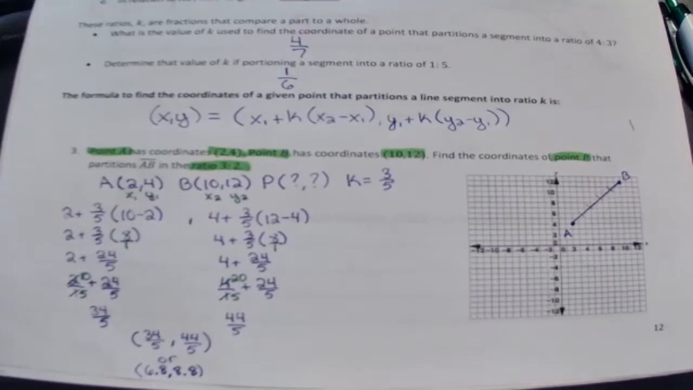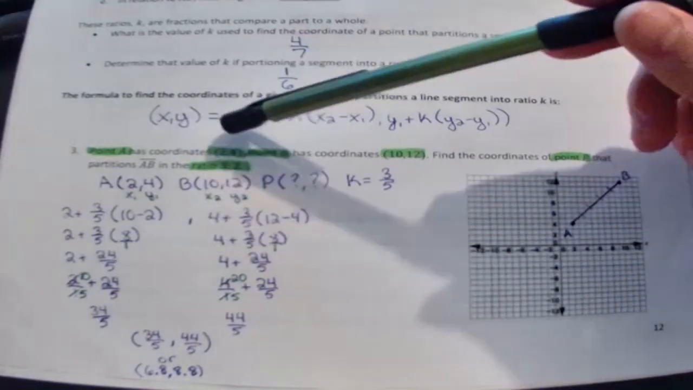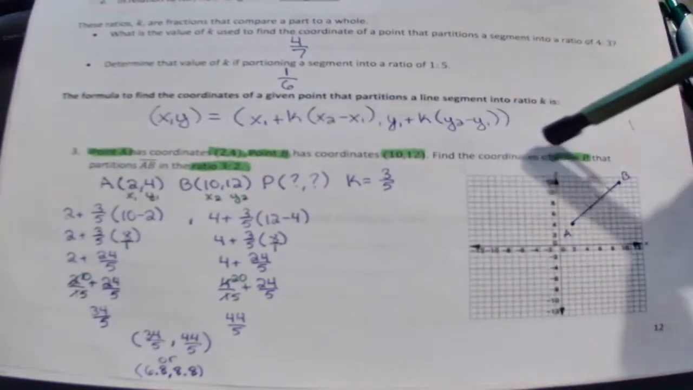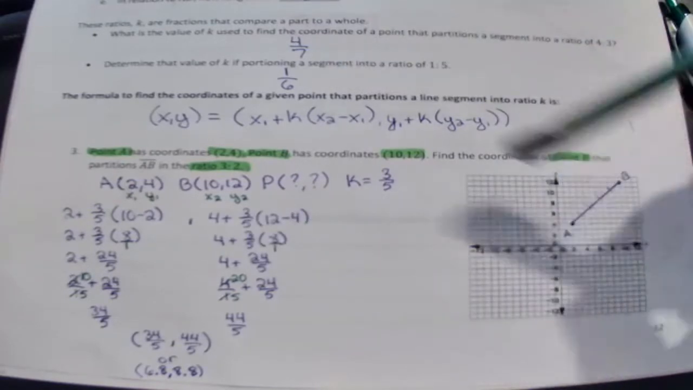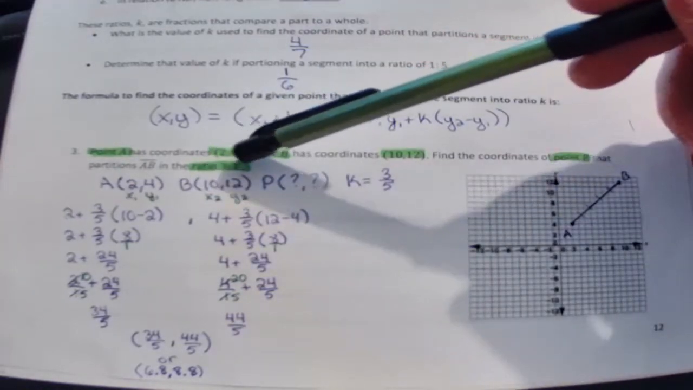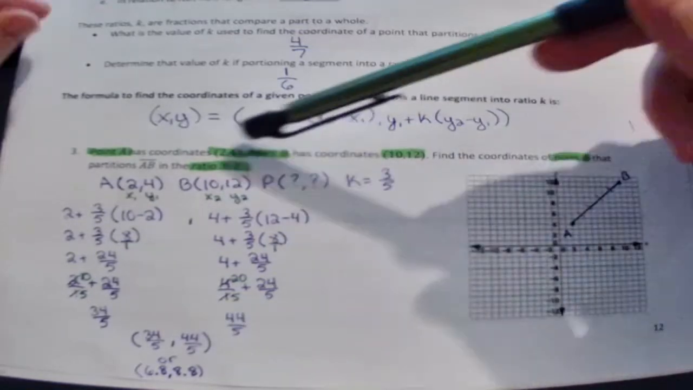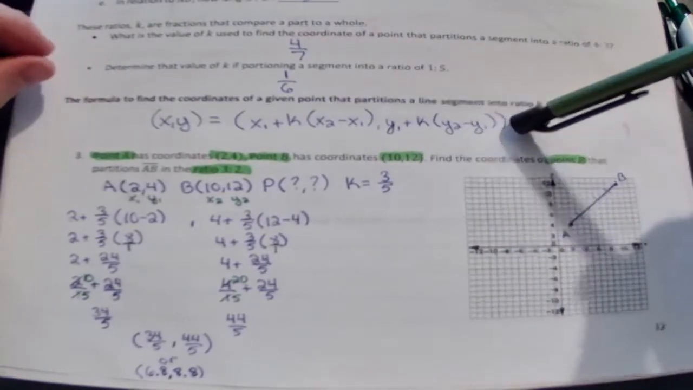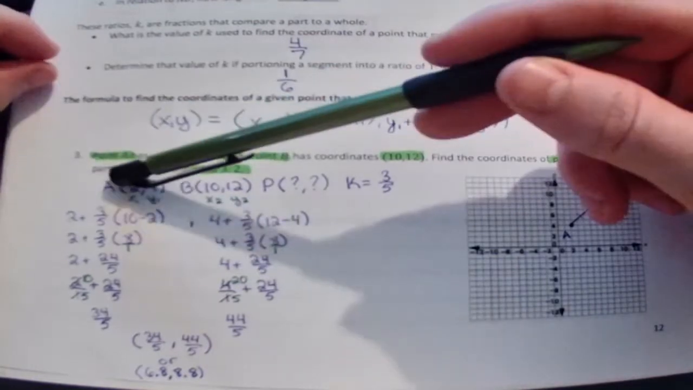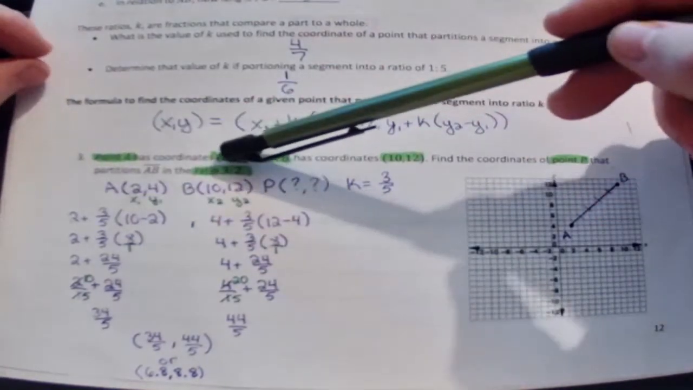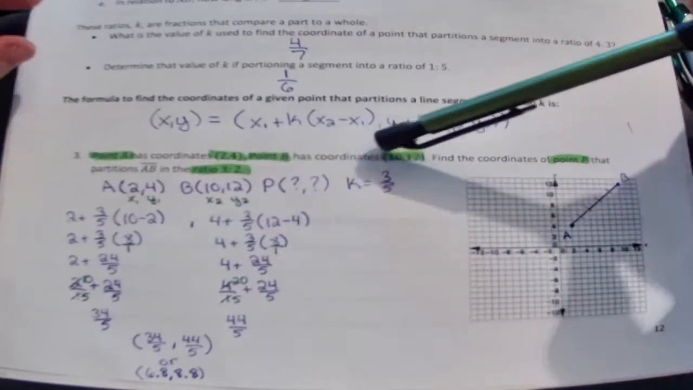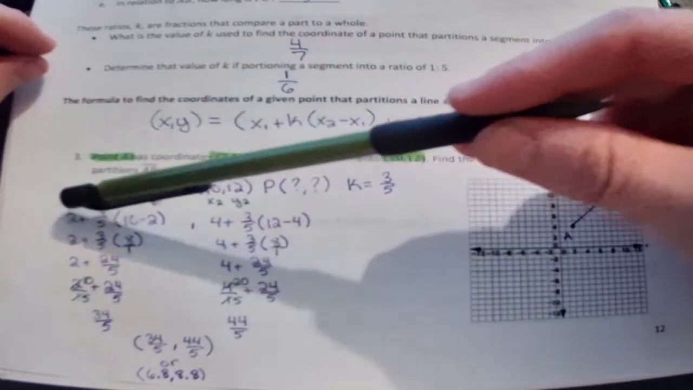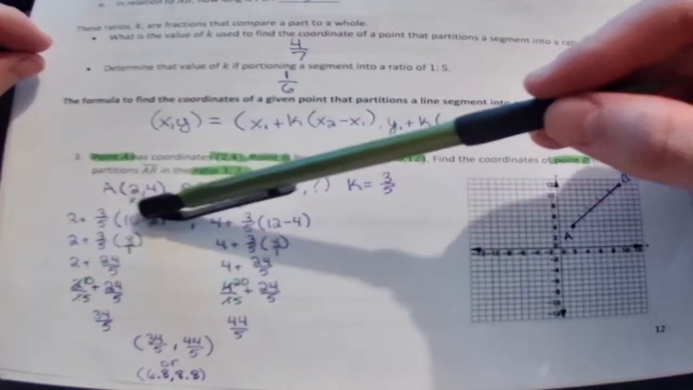Okay, I'm going to go through this step by step. Point A, we were told, has coordinates of 2, 4. Point B has coordinates of 10, 12. And they want us to find point P that has a ratio of 3 to 2. So we're going to use the equation that we have up here right before it. X1, y1 is going to come from point A because that's the first one they gave us. Point B is going to be our x2, y2 in this equation. So I did 2 plus 3 over 5 times 10 minus 2.